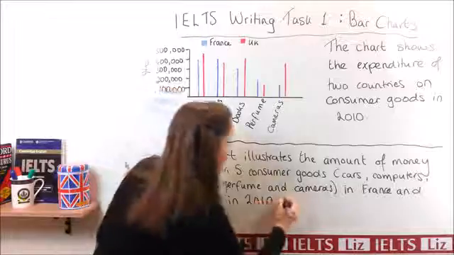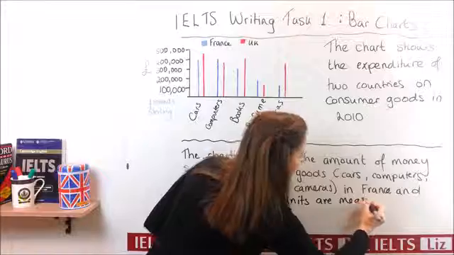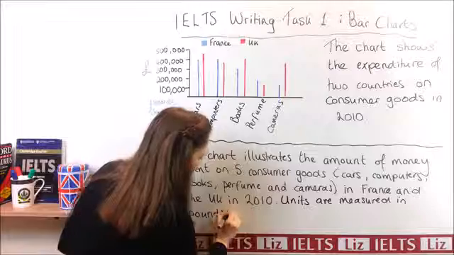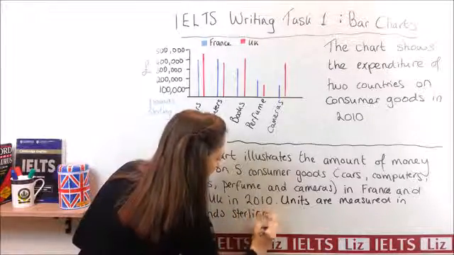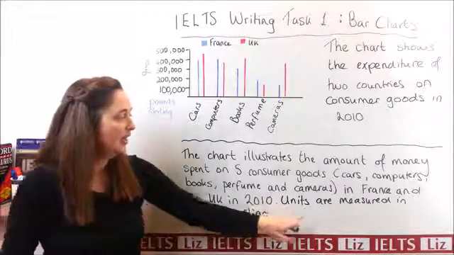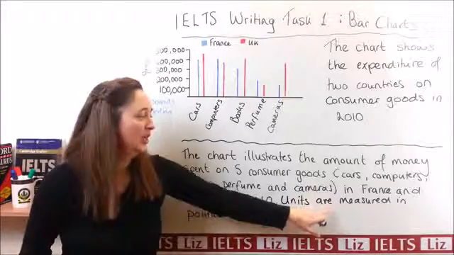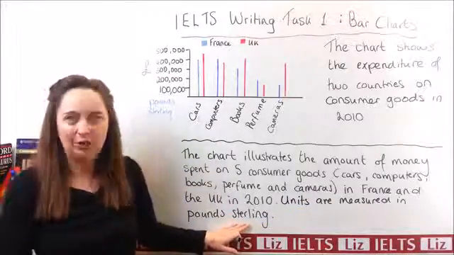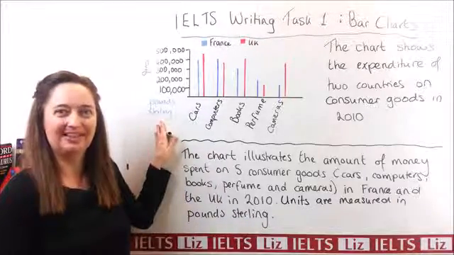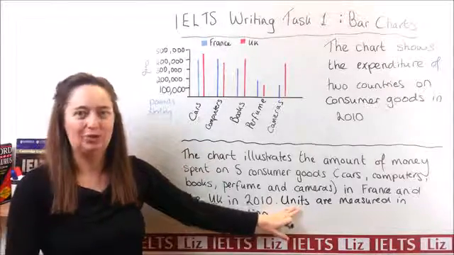And we can write: units are measured in pounds sterling. And this is a very useful sentence to use because, of course, that is a passive tense, which is very nice for the examiner. So if you have interesting units, for example, pounds sterling or a different currency, then please put the measurement for your units in your introduction.